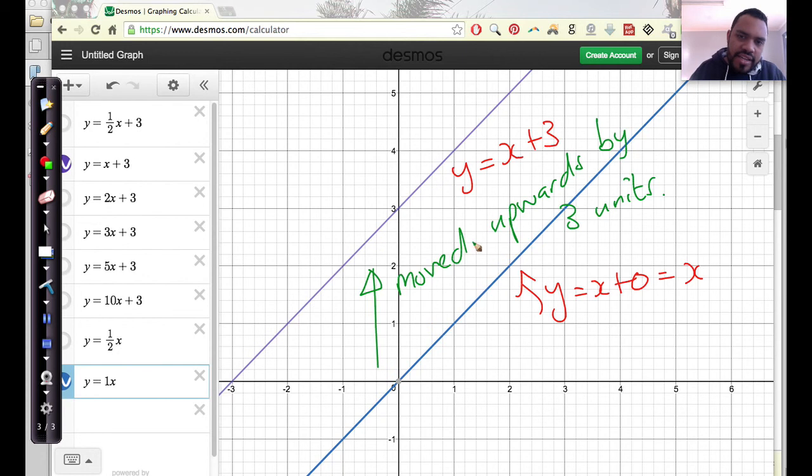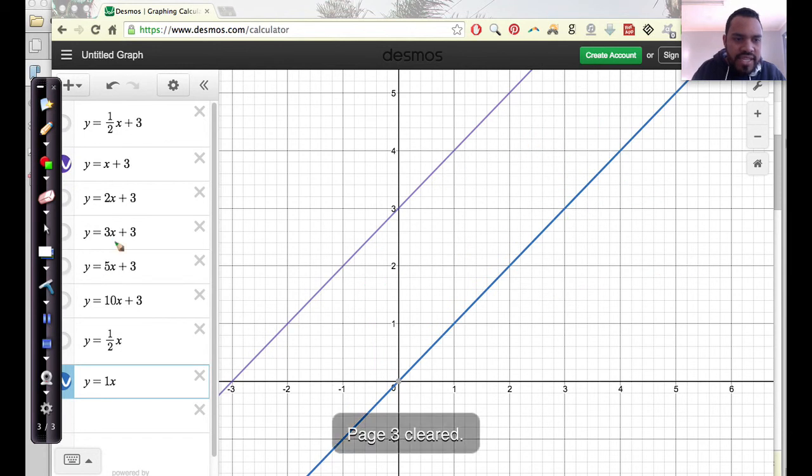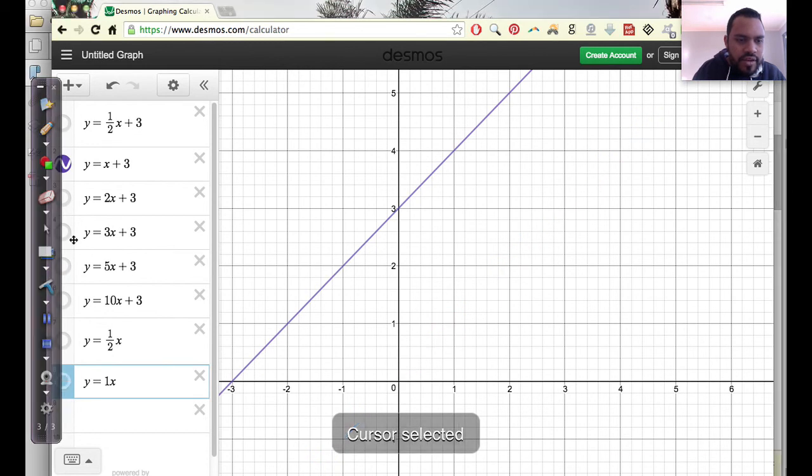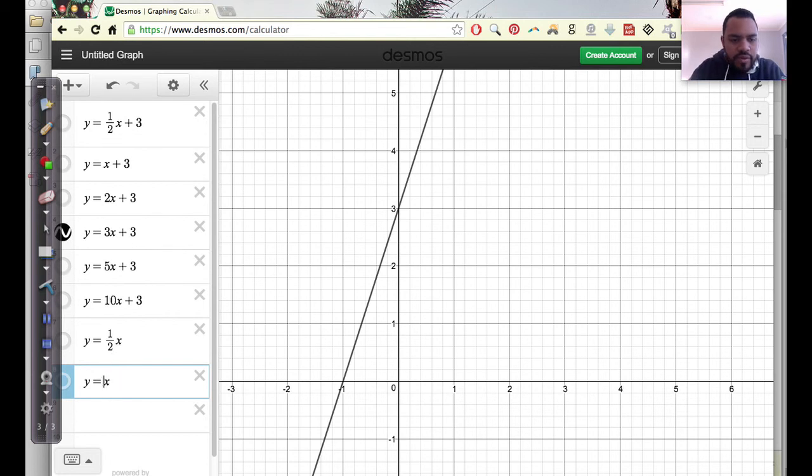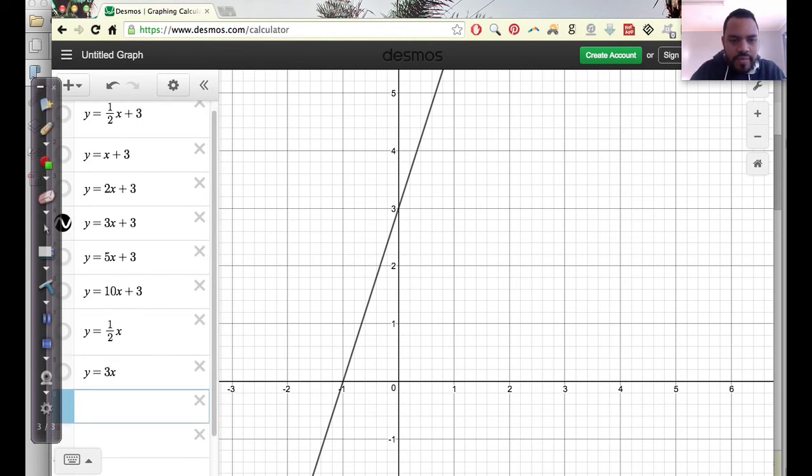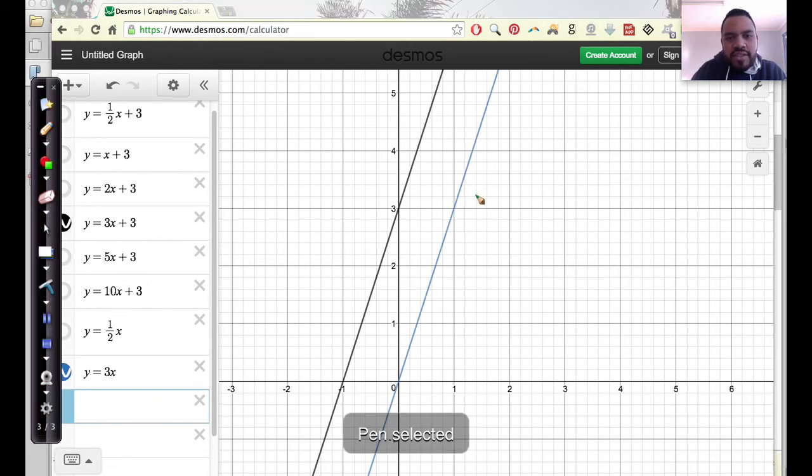Now the next question we need to look at, people, is let's do one more and see what happens. Let's take the graph of y equals 3x plus 3, and compare that with the original y equals 3x. I'm going to put y equals 3x over there and switch that on. Again, this is the graph y equals 3x, and this one over here is y equals 3x plus 3.